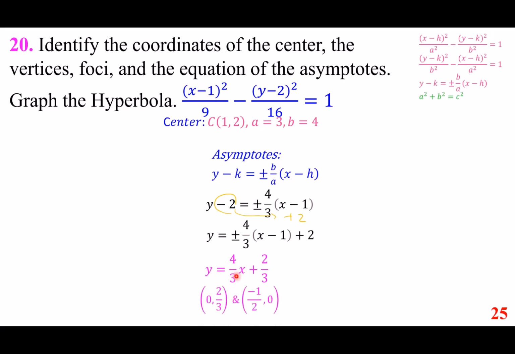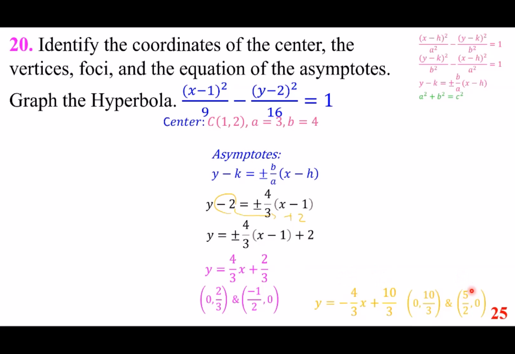So those are the two pairs to graph: this is the y-intercept, this is the x-intercept. If you use minus 4/3 here, you get minus 4/3 x plus 4/3 and 2, you end up with minus 4/3 x plus 10/3. And for this one, the two pairs are 0, 10/3. This is clear. And then if you set y equal to 0, then x becomes 10 over 4 or 5/2.